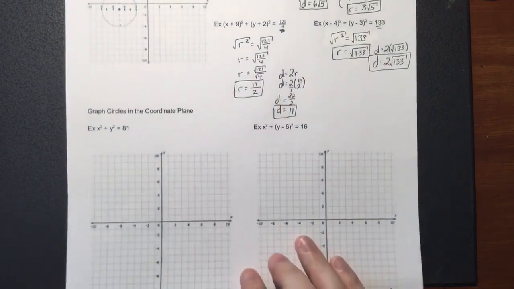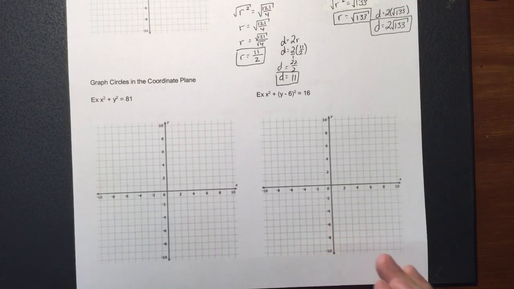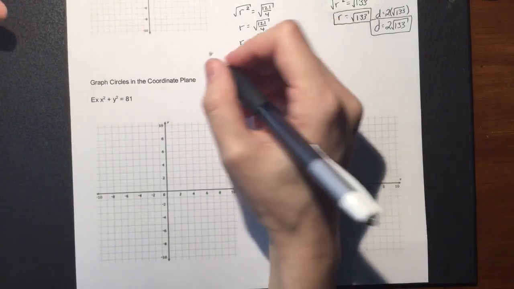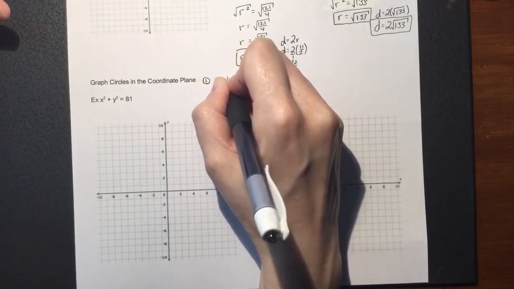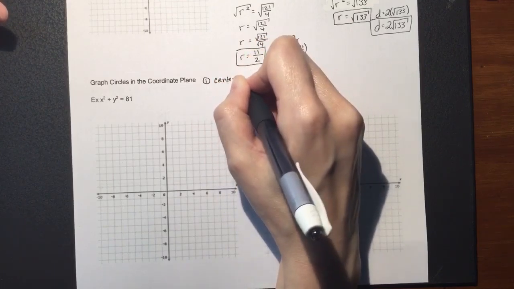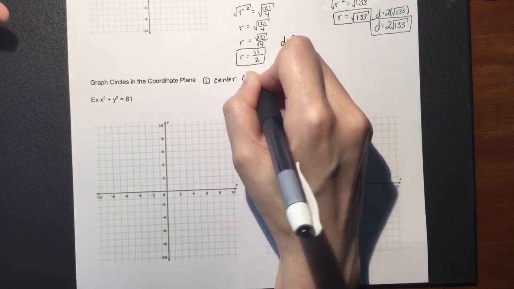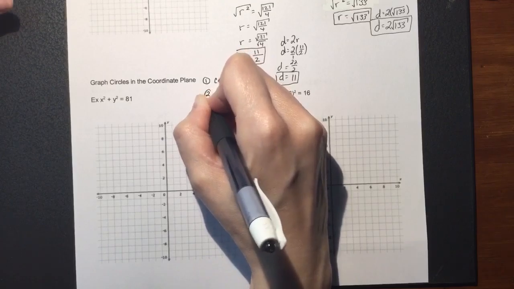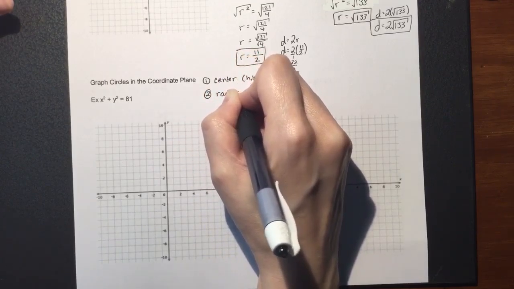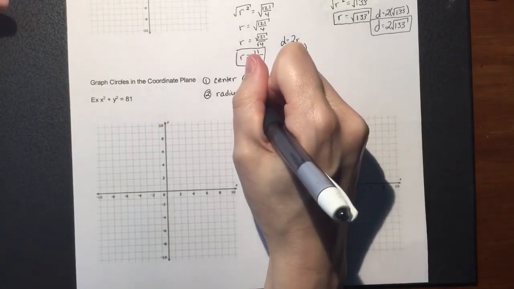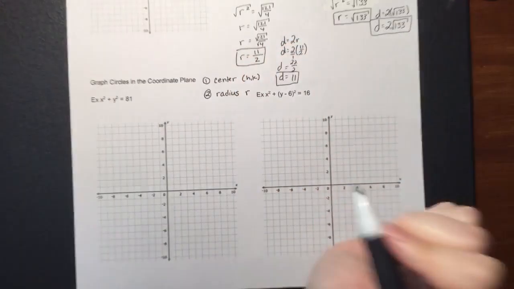Okay, and the last group that I have for you is graphing circles in the coordinate plane. So looking at this first one, in order to be able to graph a circle, you have to have 2 things. The first thing you've got to do is figure out your center. And if you remember from our definition, the center is the h, k values. And then the second thing you have to know is your radius. And that's just your r value.